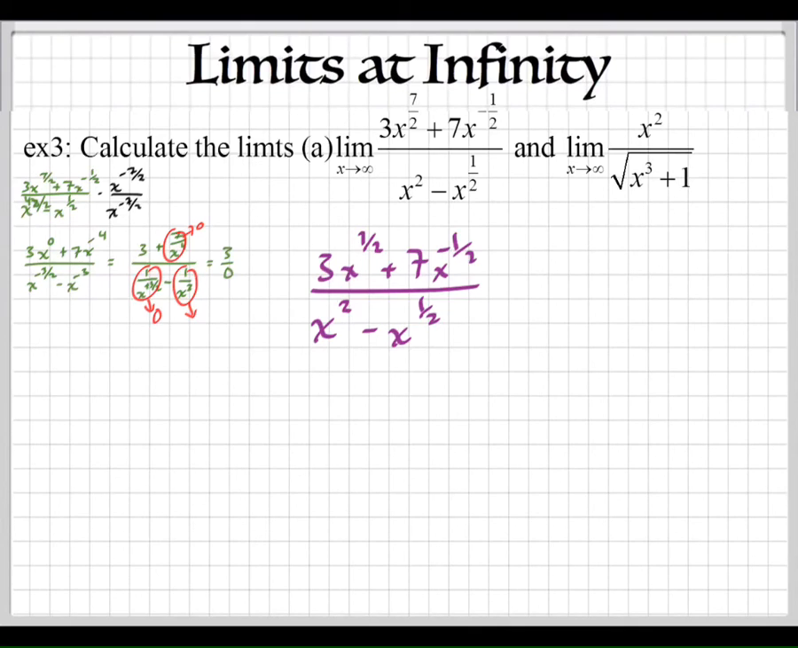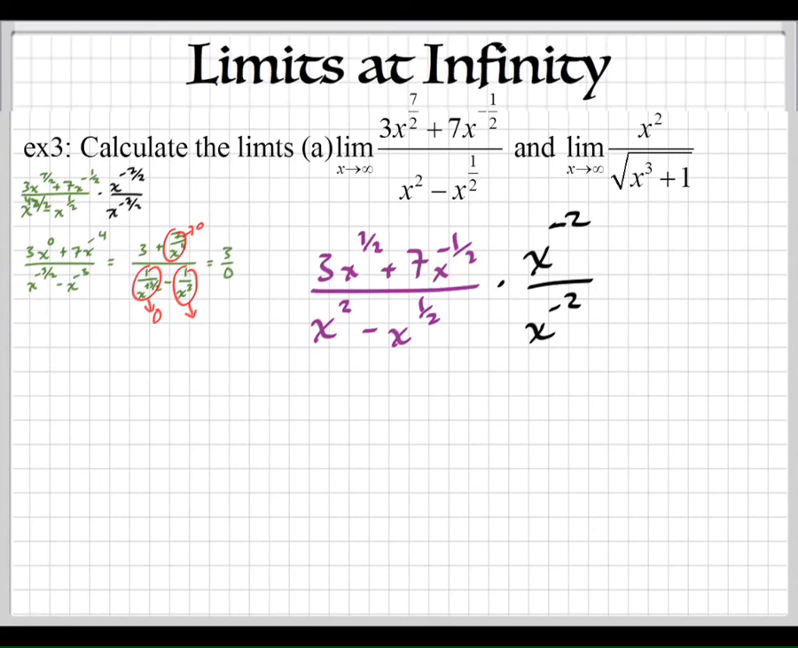Now, the other thinking is, what if I just get rid of the variables on the denominator? Okay, so if I look at that denominator, the highest degree is 2. And so if I get rid of that one, I would multiply this by x to the negative 2. And multiply this one by x to the negative 2. Distribute, just like we did before.